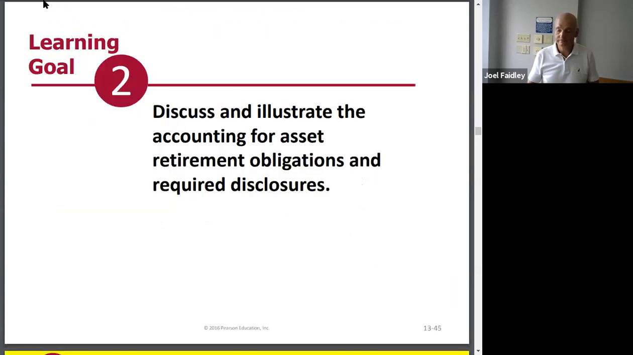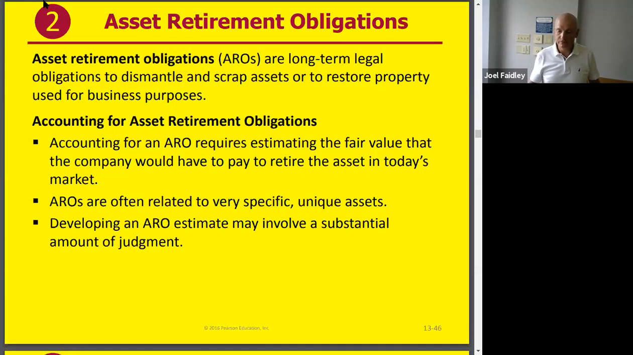All right. So that's learning objective 1. Learning objective 2 is about asset retirement obligation. Now, what on earth is that? That scares people when they hear that, but don't make it more complicated than it really is, because it's not.